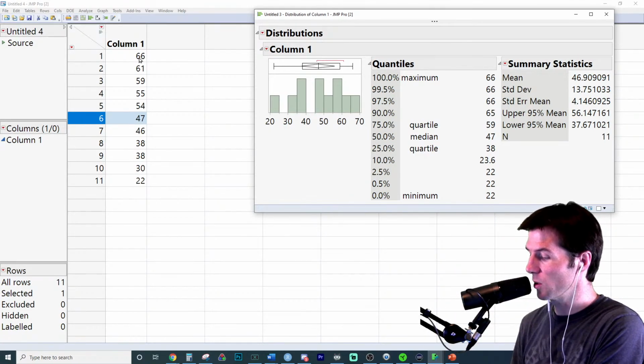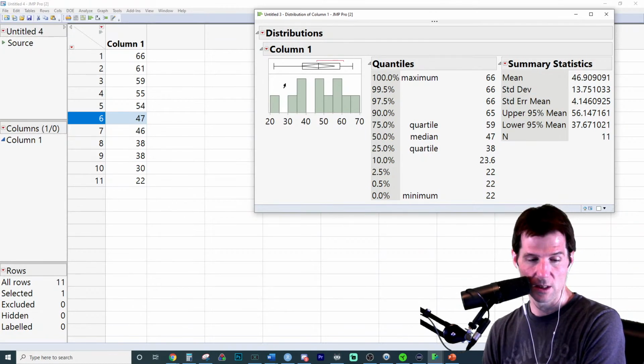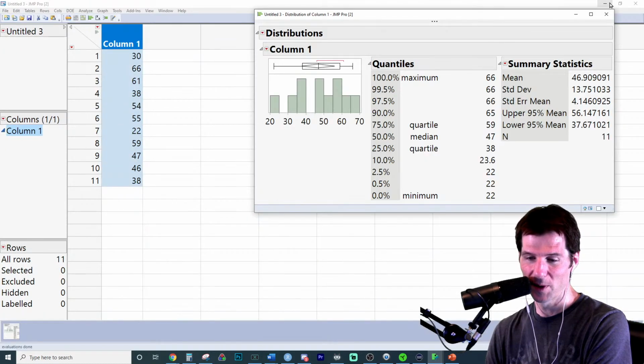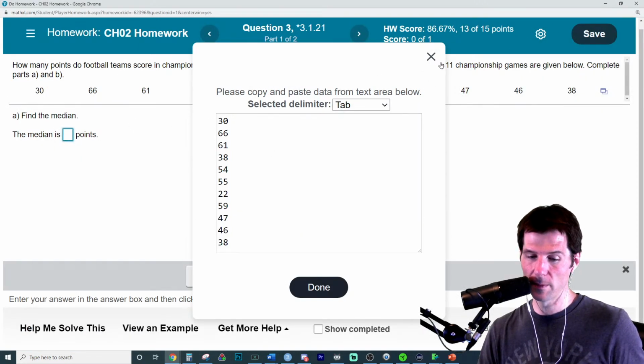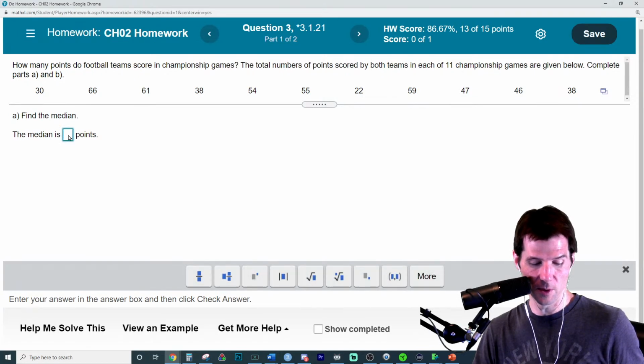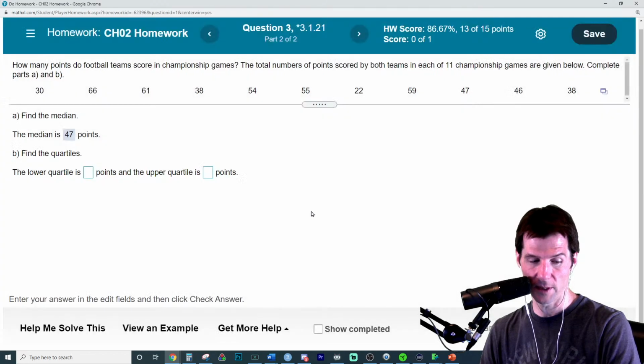So if you write down all the numbers and then just put them in order, 47 is the middle number, which is the median. So once again, you can do this by hand, or you can do it the easy way with JMP, which I prefer. I vastly prefer just going to JMP and being like, well, what's the median? So 47 is going to be the median. Make sure that is the middle number. 11 numbers, it is the 6th number. There are 5 below and 5 above it.